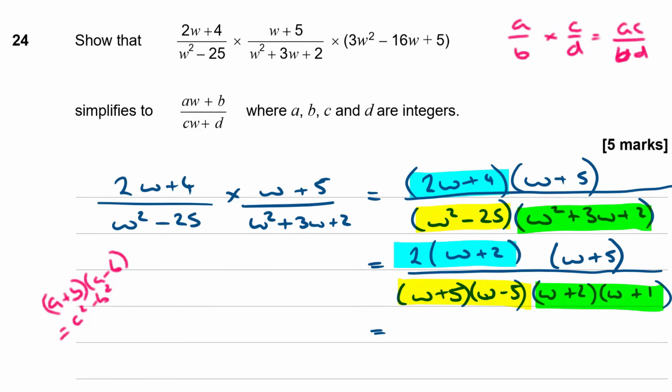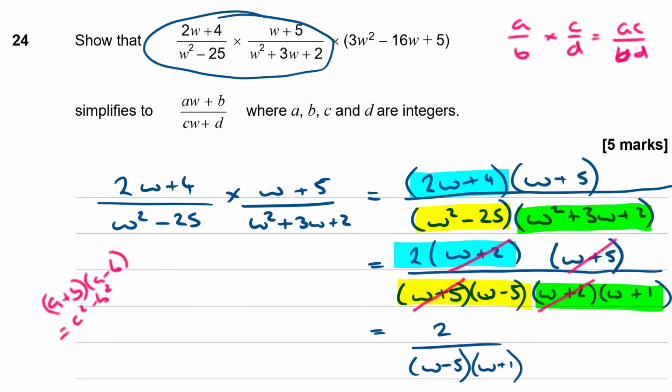So now what? Can we cancel anything top and bottom? I've got a w plus 2 there, which I can cancel with that w plus 2. And I've got a w plus 5 there that cancels with that w plus 5. So they all disappear. That leaves me with 2 over w minus 5, w plus 1. So what we've done so far is multiply these 2 things together. Now we still need to multiply that expression with this other bit on the end here. So that's the bit we're going to do next.